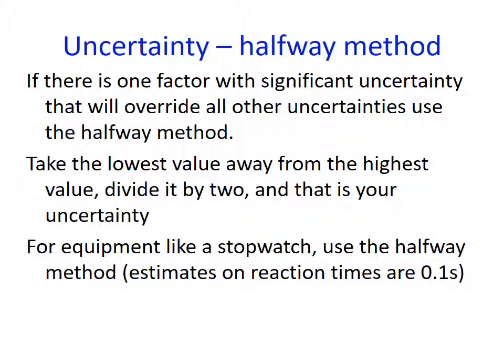Okay, so uncertainty can also be found using something called the halfway method. If there is one factor with significant uncertainty that will override all the other uncertainties, use the halfway method. You take the lowest value of an experiment from the highest value, divide it by 2, and that's your uncertainty. For example, stopwatches use the halfway method. This estimates our reaction time to about 0.1 seconds.